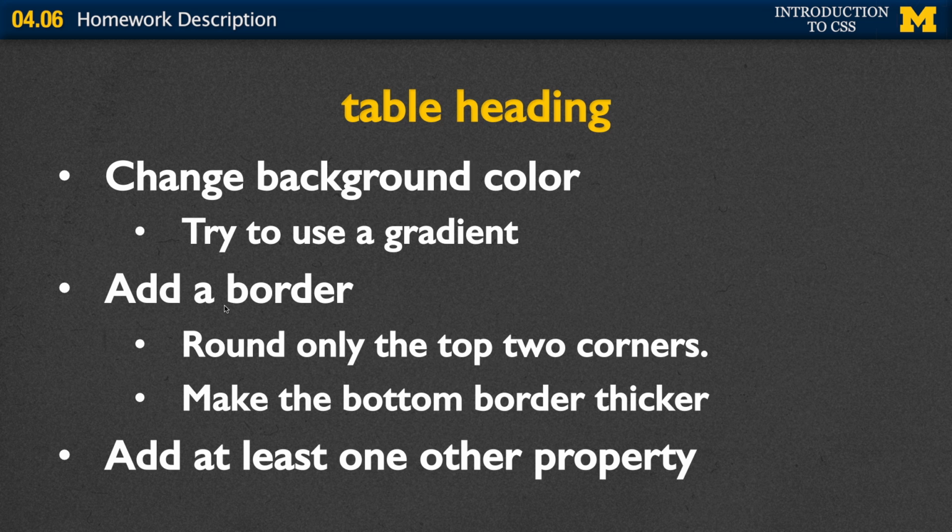So first, change the background color. Once you get that to work, I want you to try putting in a gradient background color. Now don't forget, in order to use gradient, you're going to need to put in some browser prefixes. Next, add a border, but I only want you to round the top 2 corners, not the whole thing. And then also, make the bottom border thicker. Finally, when you're done with this, go ahead and add at least one other property, something that you think would look cool.